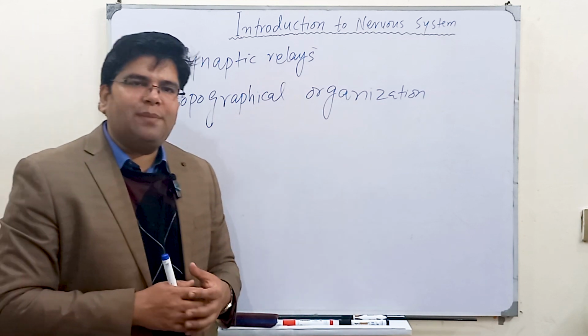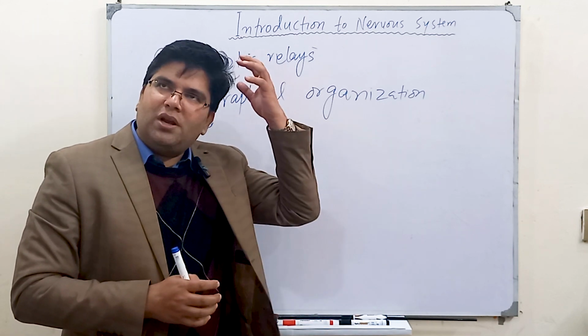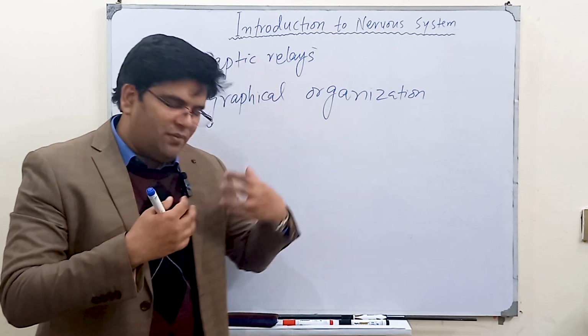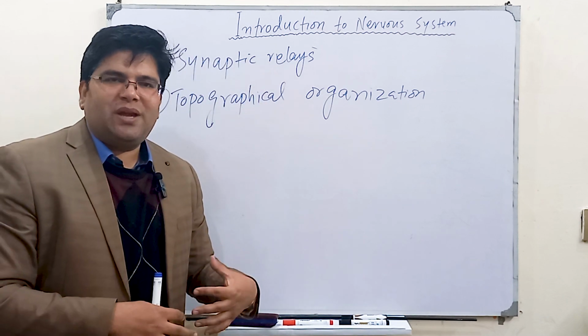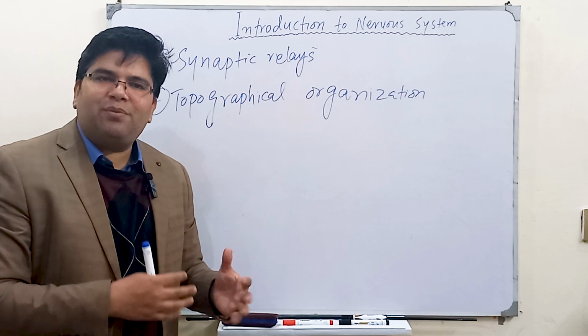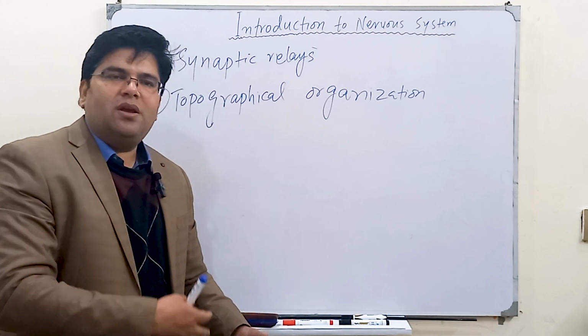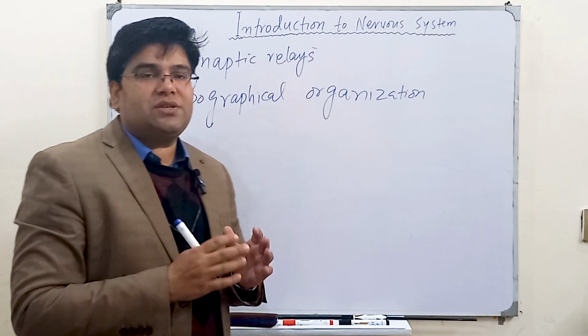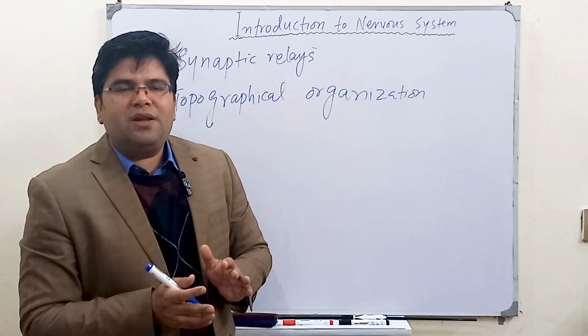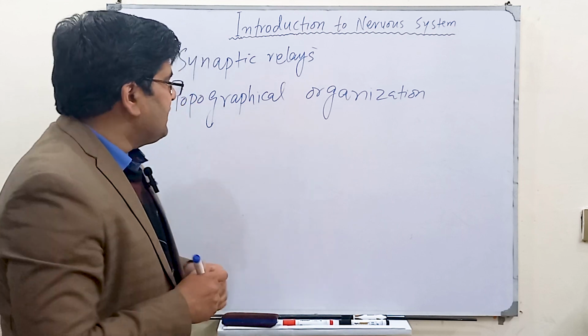And similarly, we have maps for the motor information. The motor information coming from the motor cortex to our body also has a map, and that map is very similar to the sensory map, which takes general sensory information from the periphery to our center. We'll study all these sensory and motor maps later on in detail.